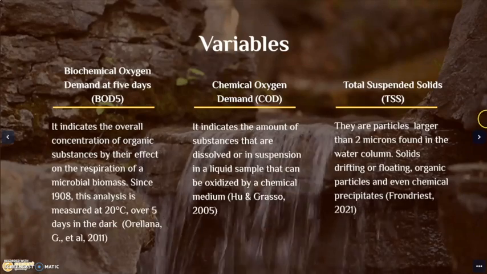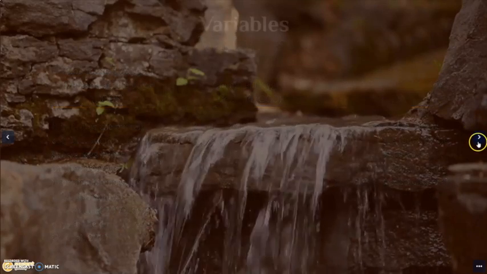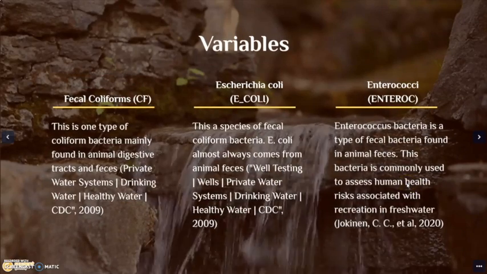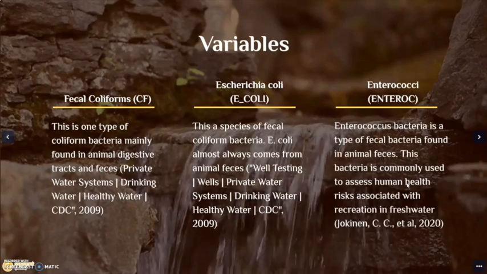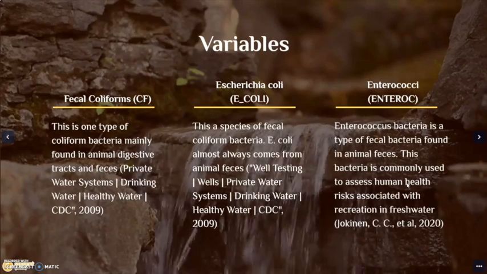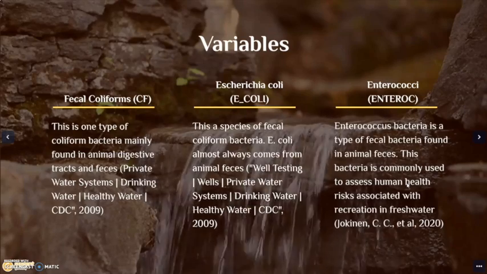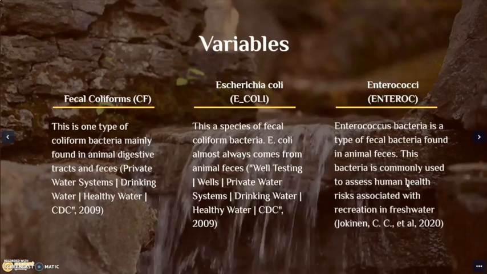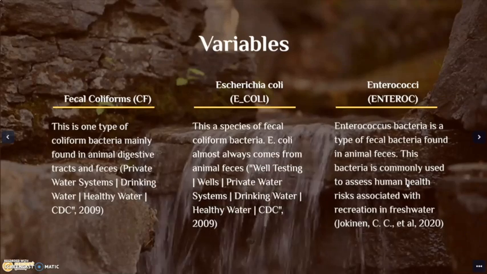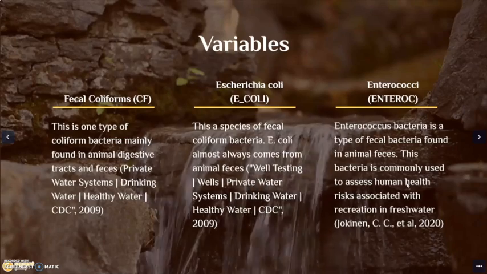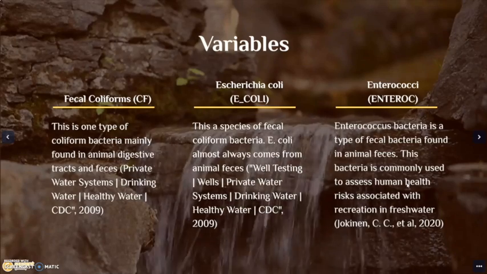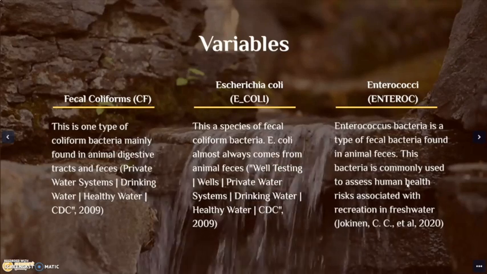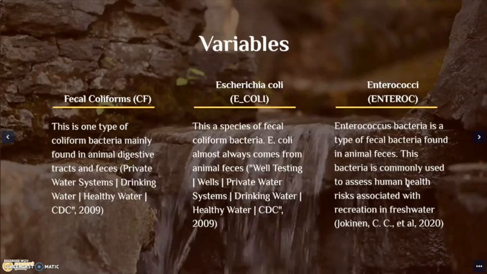Then we have fecal coliforms. Fecal coliforms is one type of coliform bacteria that is found mainly in animal digestive tracts and feces, and fecal coliforms are a more specific indicator of fecal contamination of water. Then we have Escherichia coli, more commonly known as E. coli. This is a species of fecal coliform bacteria. E. coli almost always comes from animal feces, and E. coli is considered to be the best indicator of fecal water contamination. So if E. coli is present, harmful bacteria or other pathogens may also be present.